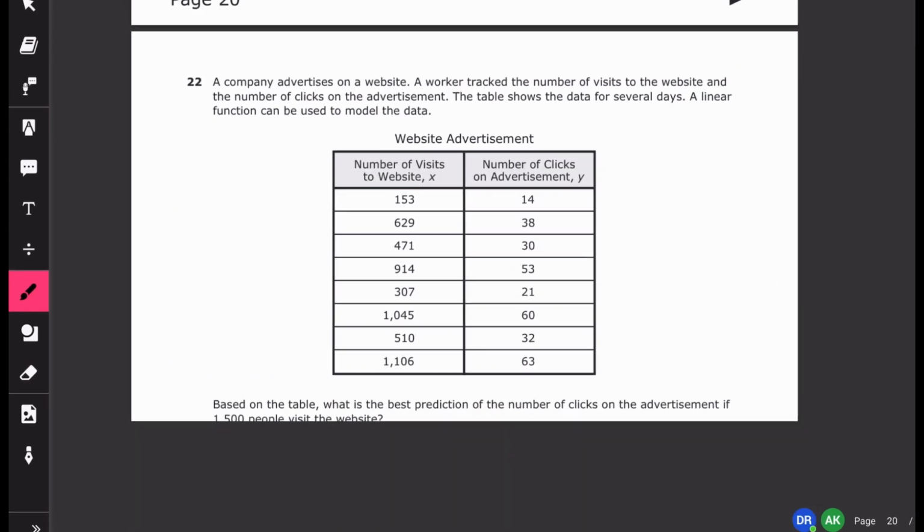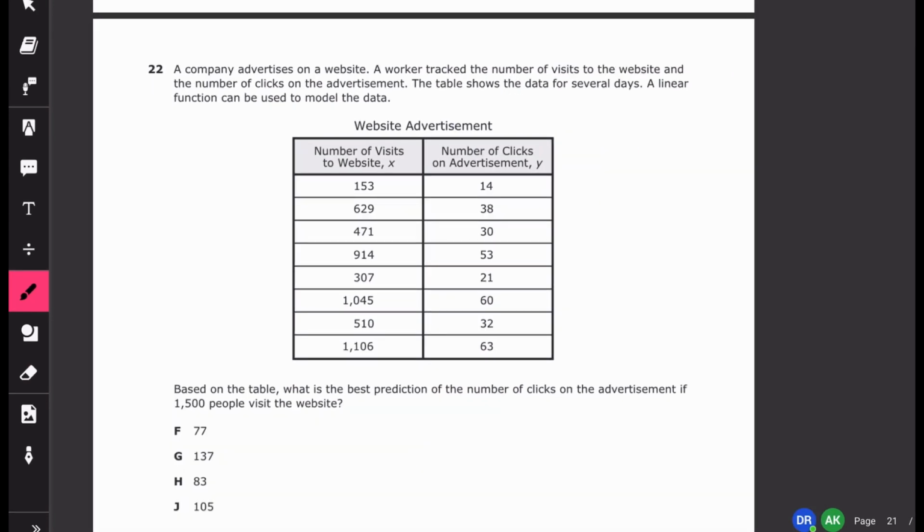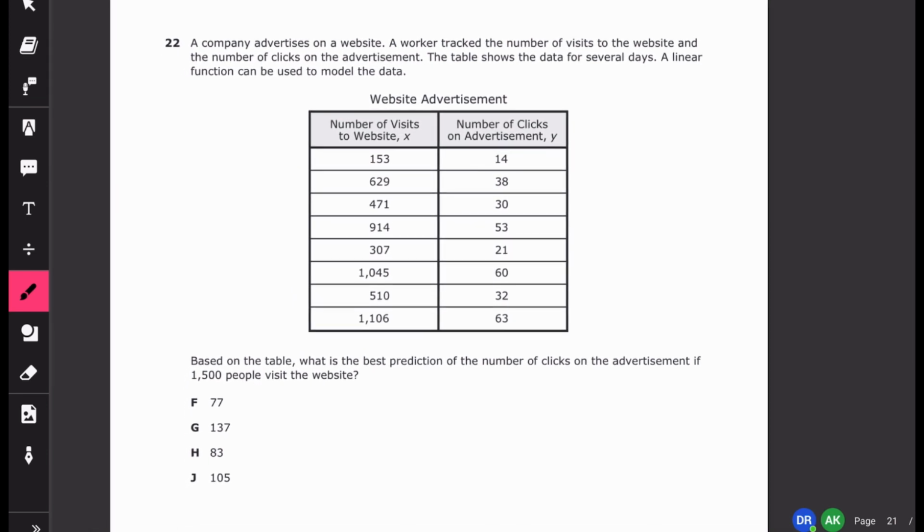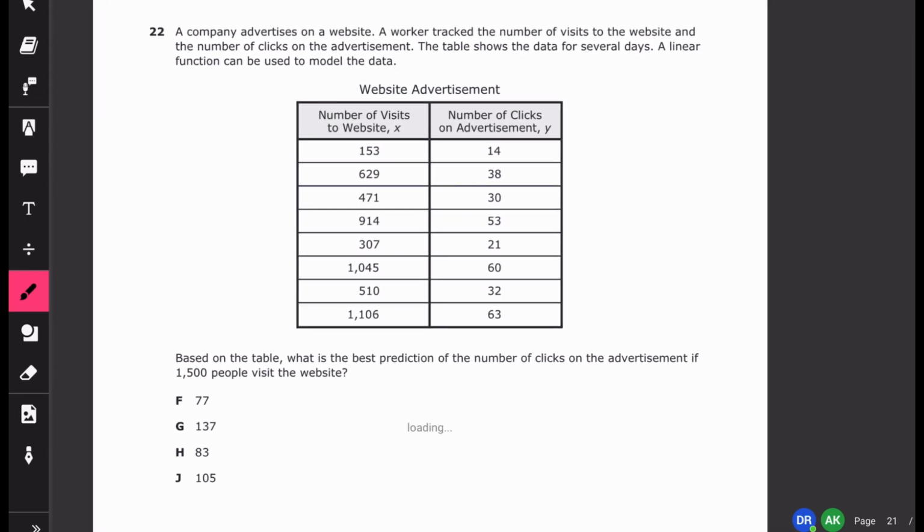Now the 22nd one. Going into the 22nd one, a company advertises on a website. A worker tracked the number of visits to the website and the number of clicks on the advertisement. The table shows the data for several days. A linear function can be used to model the data. So number of visits to the website and number of clicks on the advertisement. Based on the table, what is the best prediction for the number of clicks on the advertisement if 1500 people visit the website? So now, which option can be correct?